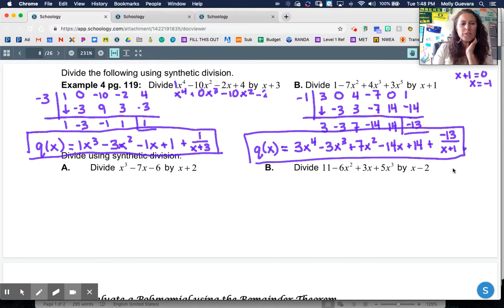Okay, so I want you guys to try these A and B here. Give it a shot. If you mess up, that's okay. It's no big deal. But give it a good old college try. And when you're ready to go over it, go ahead and just hit play.